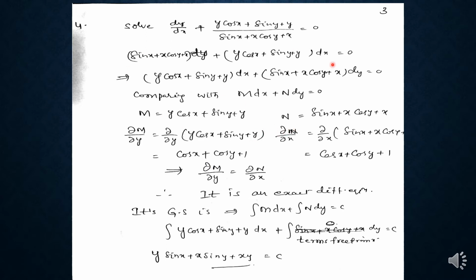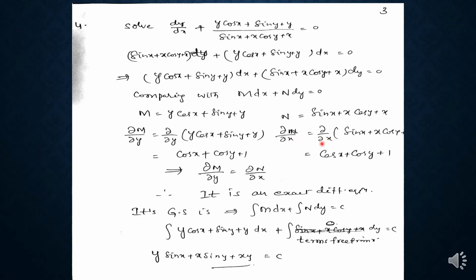Now N is equal to sin x plus x cos y plus x. ∂N/∂x is equal to ∂/∂x of (sin x plus x cos y plus x). So ∂/∂x of sin x is cos x, plus ∂/∂x of x cos y. While differentiating with respect to x, y is the constant.